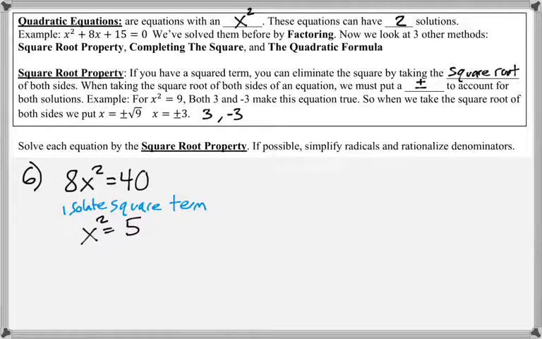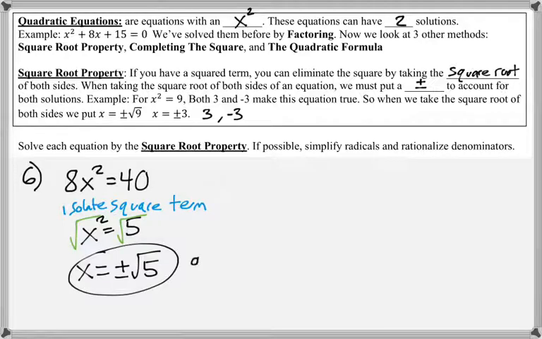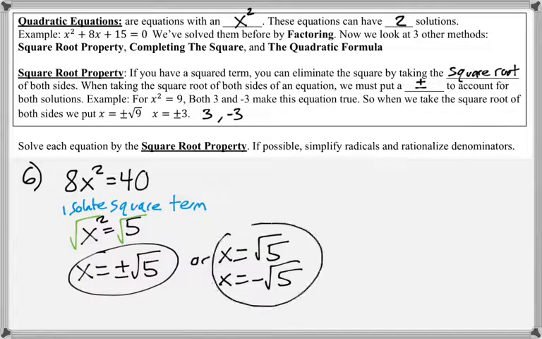So now that the square term, or the x squared, is isolated, I'm going to take the square root of both sides. And that will eliminate the square, so you'll just have x. And this is equal to plus or minus the square root of 5. Square root of 5 cannot be simplified, so this is our answer. Or if you want to actually write it out, it would be x is equal to the square root of 5, and x is equal to negative square root of 5. So it's two different answers there.